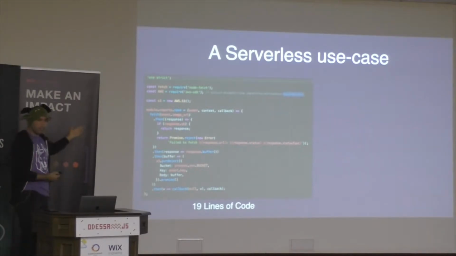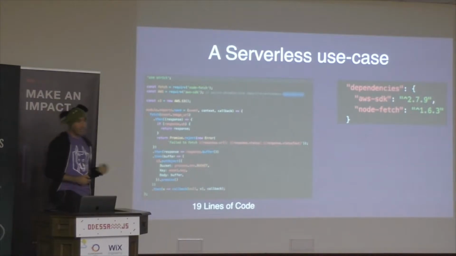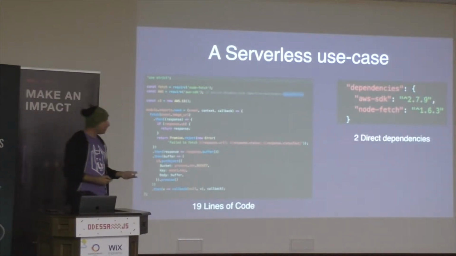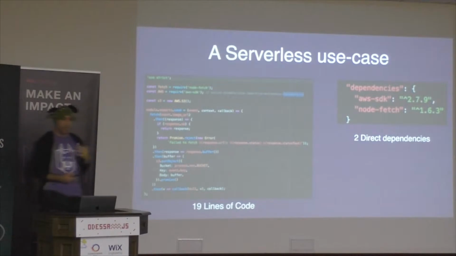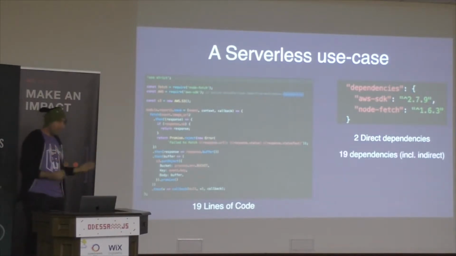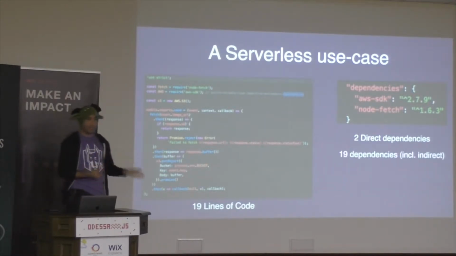Are you able to see that? 2 of them, that's correct. I have AWS SDK, and then I have node fetch, which is a polyfill, and I am pulling in with those 2 dependencies 19 more, right? These are indirect dependencies that I'm pulling with me.